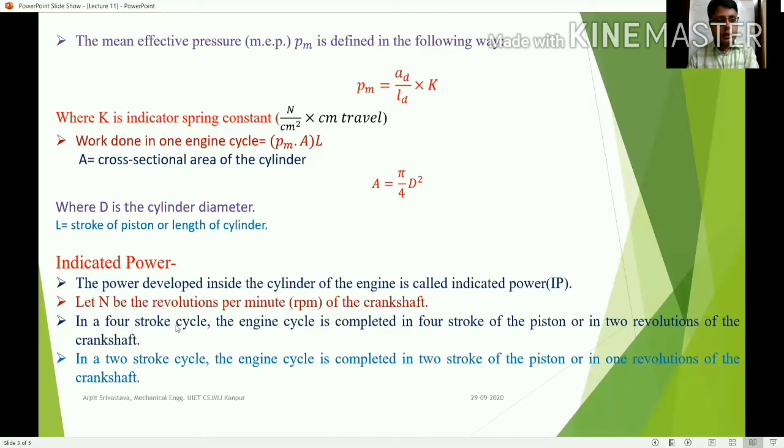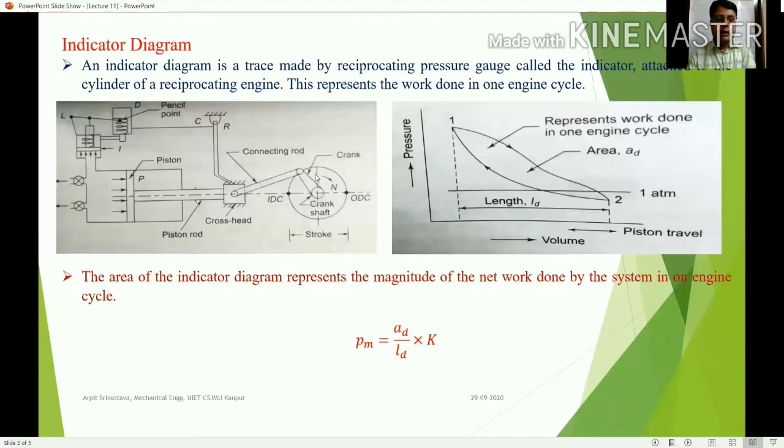There are two types of engine. The first is the 4-stroke and the second is the 2-stroke engine. In a 4-stroke cycle, the engine cycle is completed in 4 strokes of the piston, or in 2 revolutions of the crankshaft, and in a 2-stroke cycle, the engine cycle is completed in 2 strokes of the piston, forward and backward, or you can say in 1 revolution of the crankshaft. What is the crankshaft? This is the crankshaft.